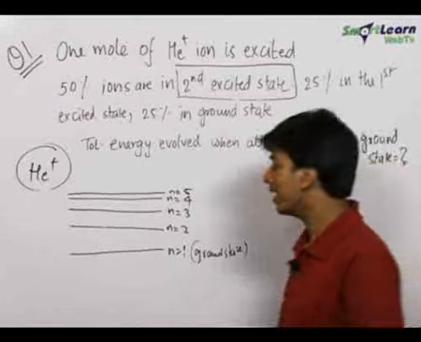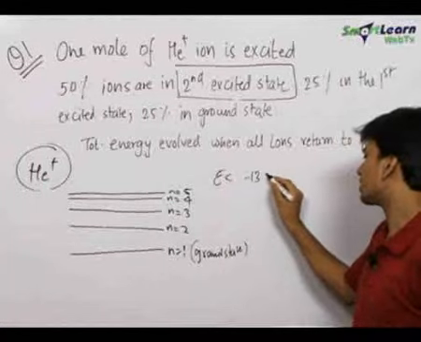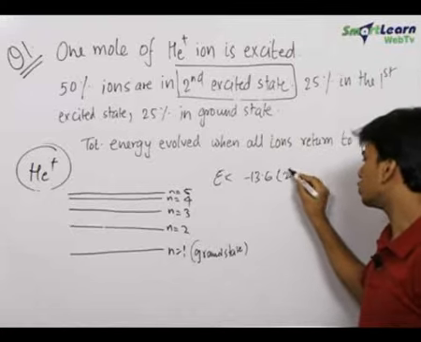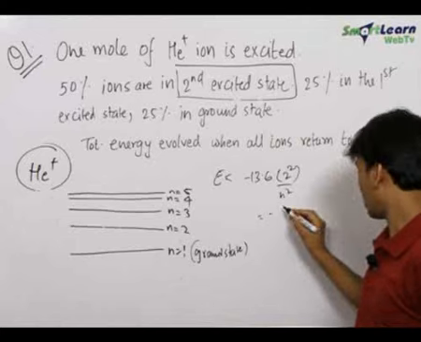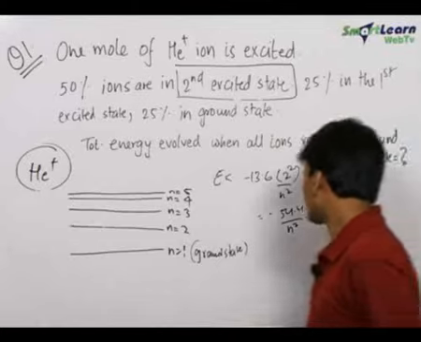You can also check that. Let us find out the values of the energies first. We know the energy is equal to minus 13.6 electron volt into Z square upon n square. Z is equal to 2 for helium. Therefore, it is minus 13.6 into 2 square upon n square, that is equal to minus 54.4 upon n square electron volts.